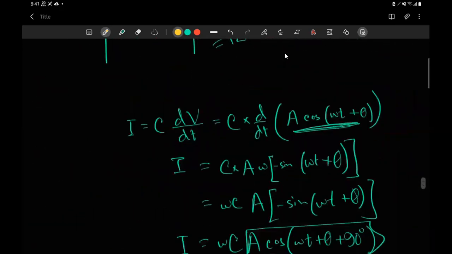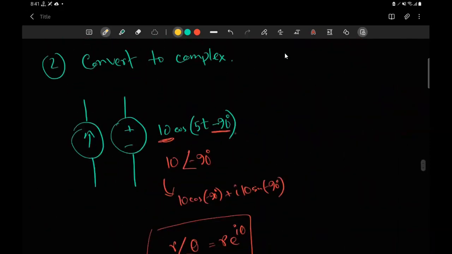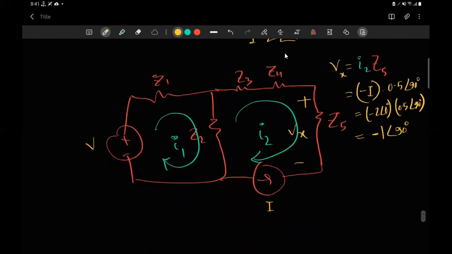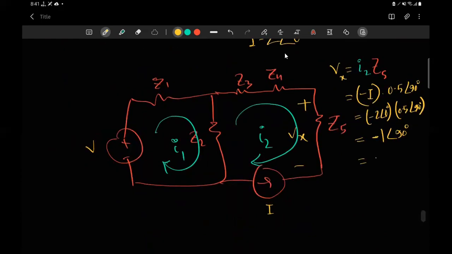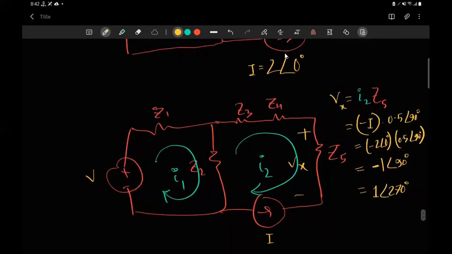Remember how we converted this voltage, this 10 cos(5t minus 90 degrees), into some complex number? We now have the exact same thing, but in the opposite direction. By the way, in your calculator, you might see this value as 1 angle 270 degrees. This is exactly the same thing, so no need to worry about that. And I think this is the proper way to write it. So this is actually how you see the actual result.